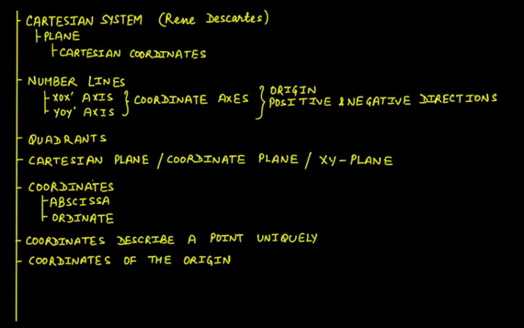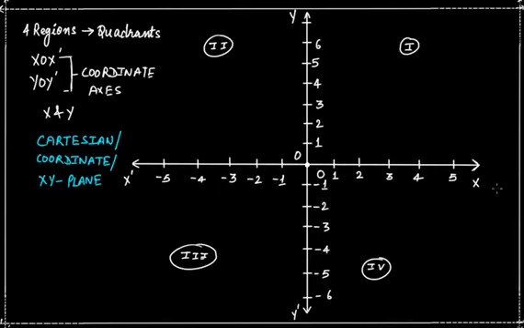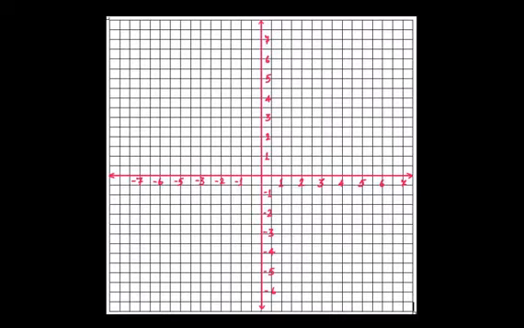Then we have abscissa and ordinate. So now you have understood this one. Let's take this point here on the graph paper.